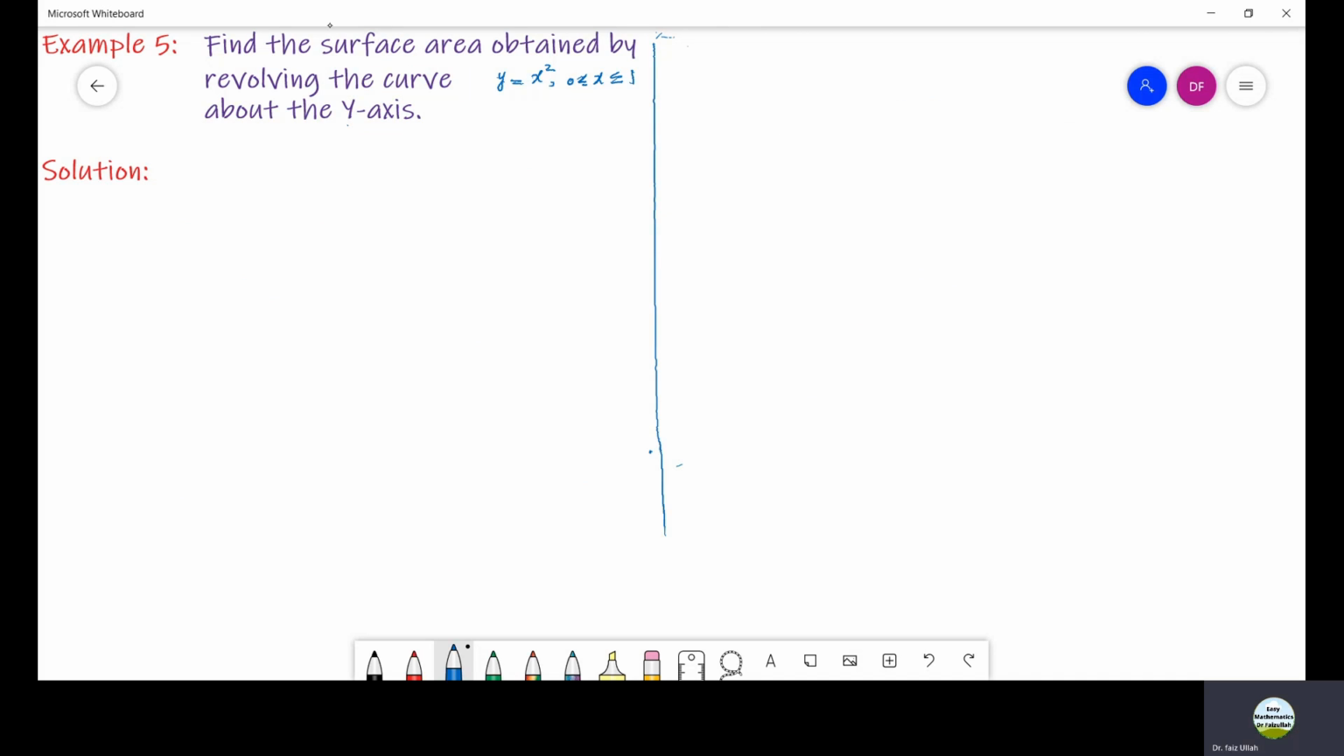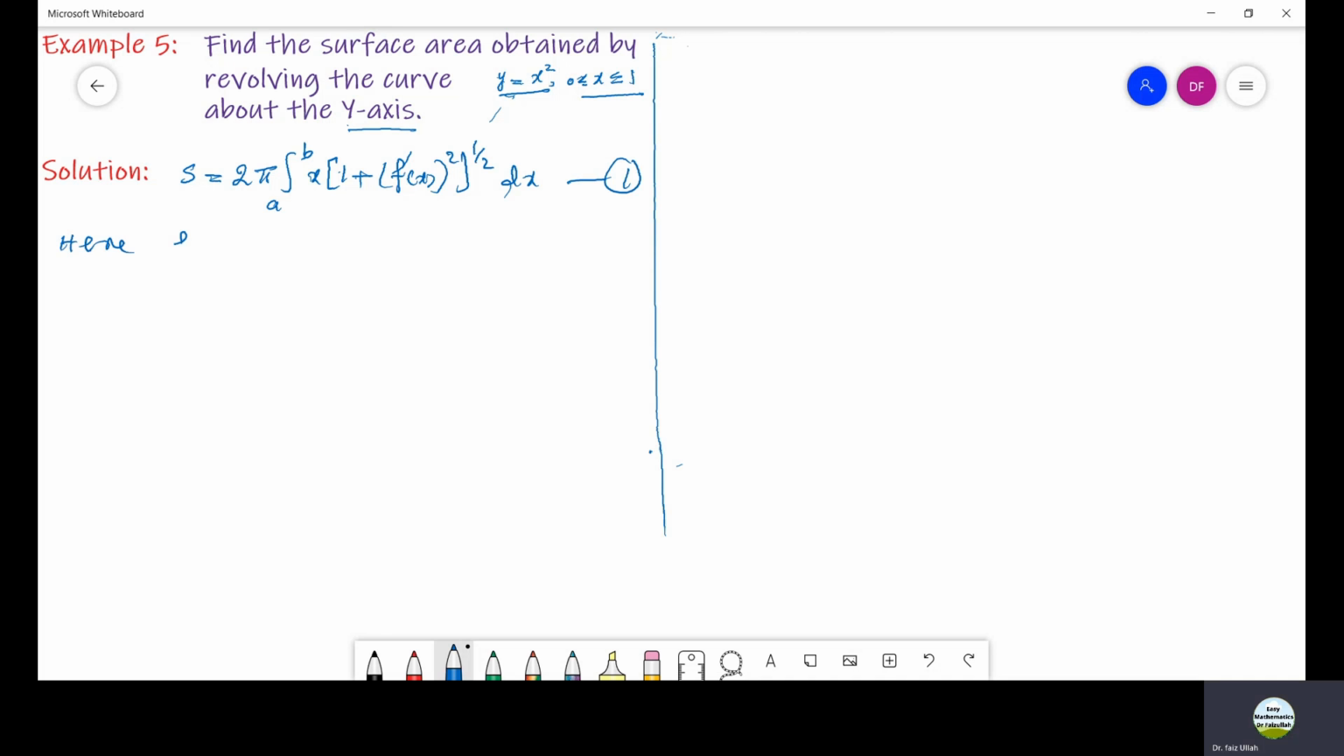In this example, we are rotating the region about the y-axis. The function is given in x and limits of x are also given. So we use the surface formula. S is equal to 2 pi, integration is from a to b x under the root 1 plus f dash of x whole square into dx. Let us say this is 1.